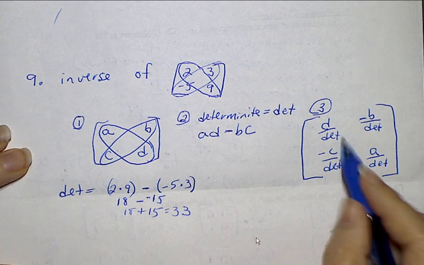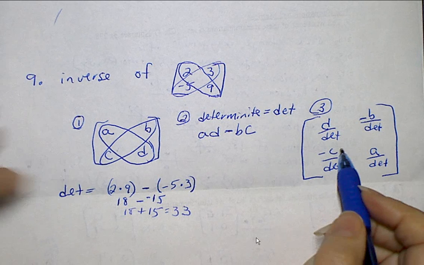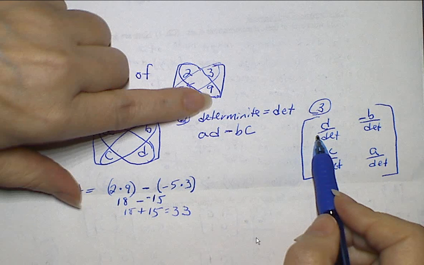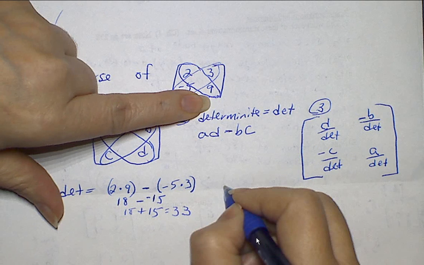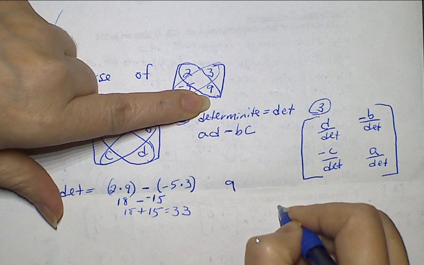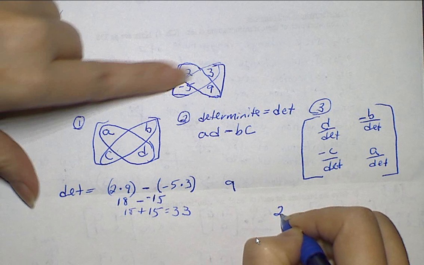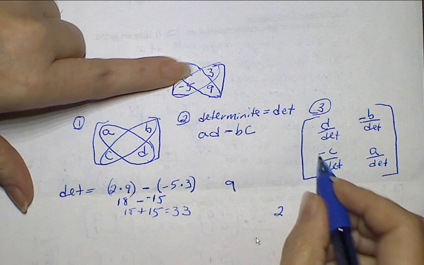So now it says to switch these two things. So I'm going to go 9 is going to be at the top, and 2 is going to be at the bottom. And then these go opposite. When they say negative, that means opposite. So this is a negative 3.